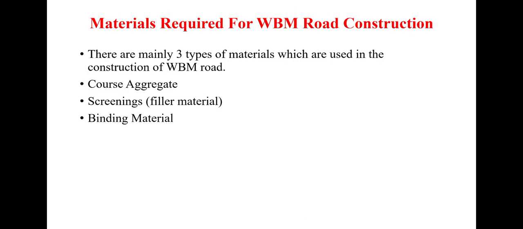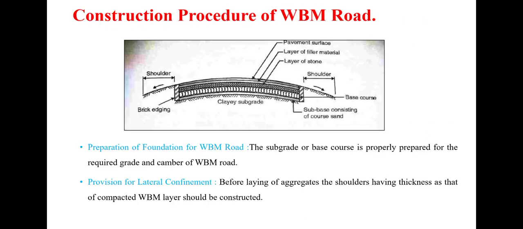Then third comes binding material. Binding material to be used for WBM road construction should comprise a suitable material approved by the engineer, having a plasticity index value of less than 6. Its application may not be necessary when the screening used is of crushable type such as murum or gravel. I hope you have understood these three materials which are used for WBM type of construction.